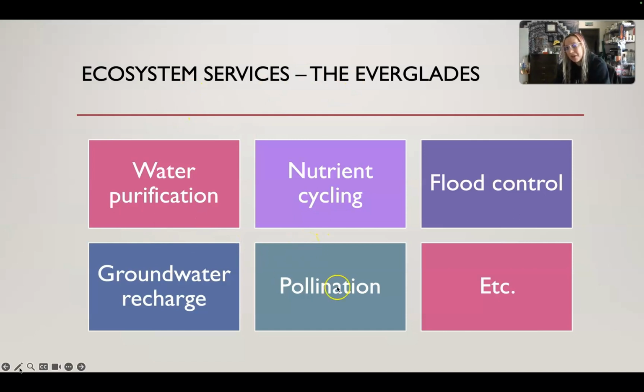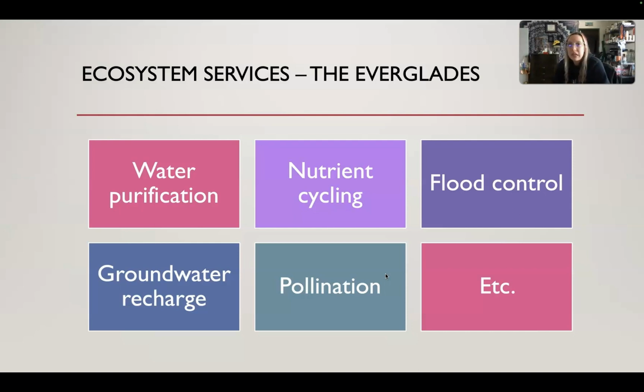Pollination is a big one, not to be confused with pollution, but pollination. There are going to be several different types of plants out there, and our friends the bees and birds can help with pollination, etc. So certainly not an inclusive list, or an exclusive list, excuse me.